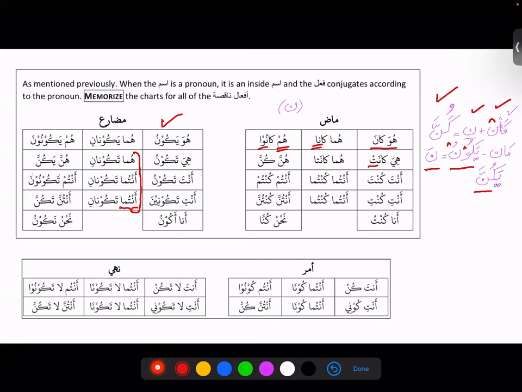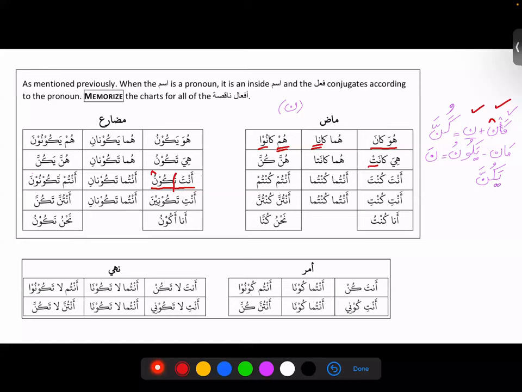Okay, then we have Amr. Amr is going to work from here, from takunu. How can we make it Amr? Can somebody remind me how we make Amr? We drop the sign of mudari'ah and make it majzum by giving jazm. Now, what is the problem? Two sukuns cannot be together. So we drop the waw, and it becomes kun. Kun. Kun fa yakun.